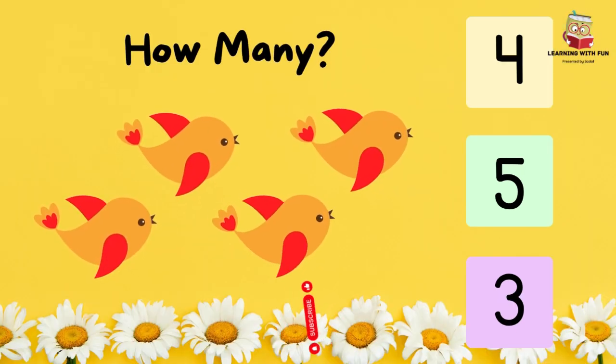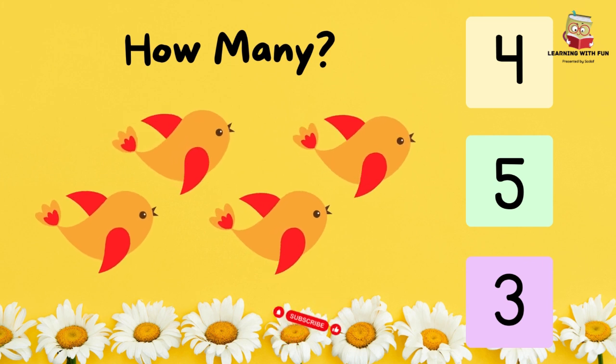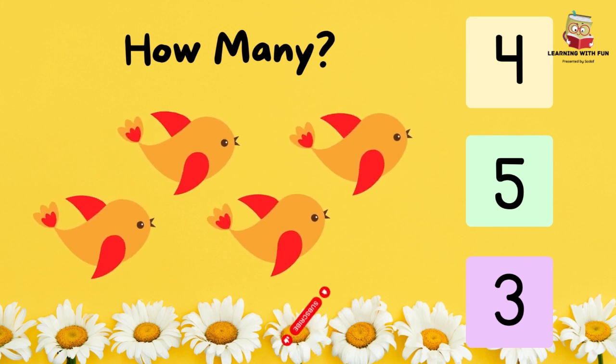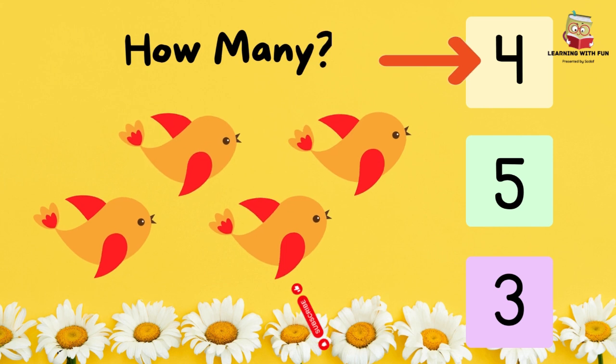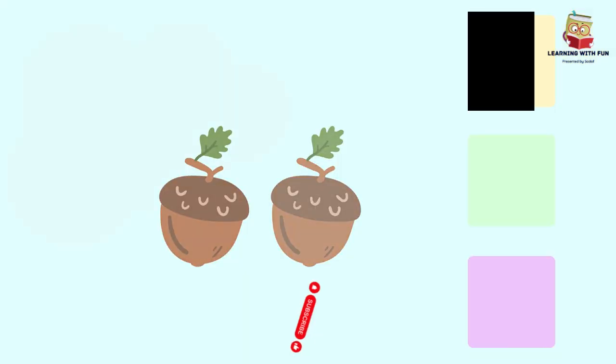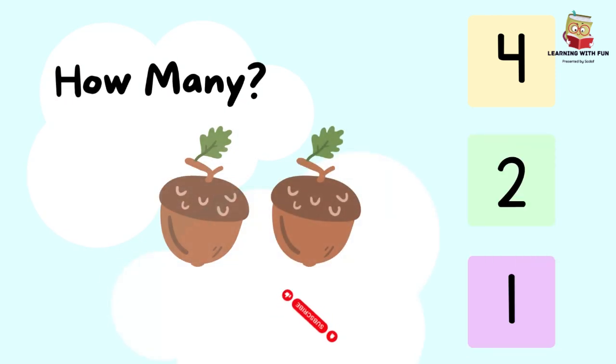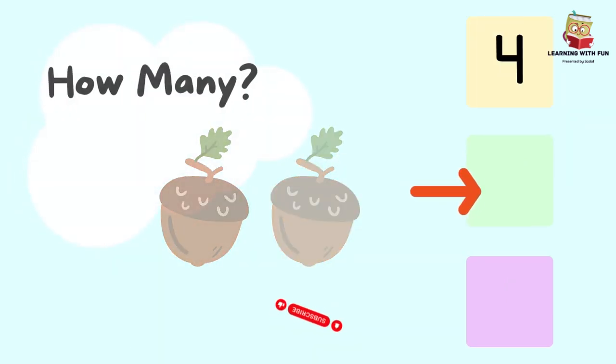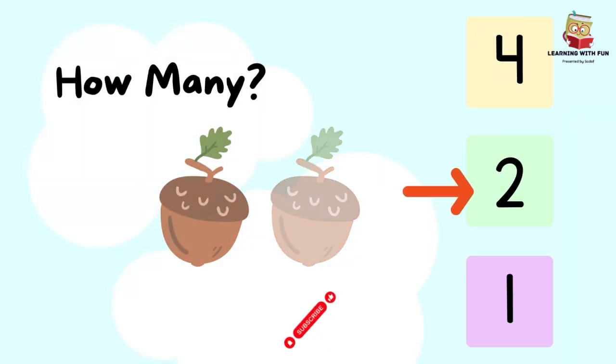How many birds do you see? 4, 5, or 3? 4. How many nuts do you see? 4, 2, 1. 2.